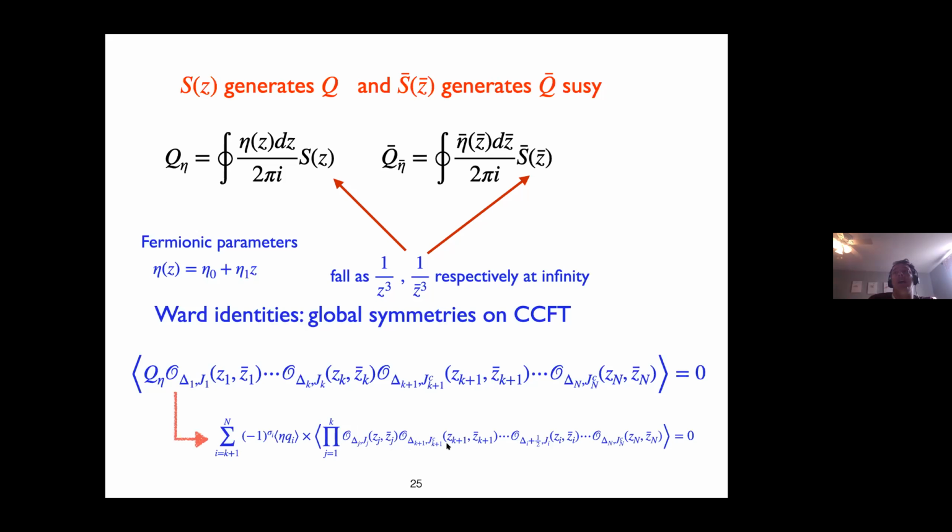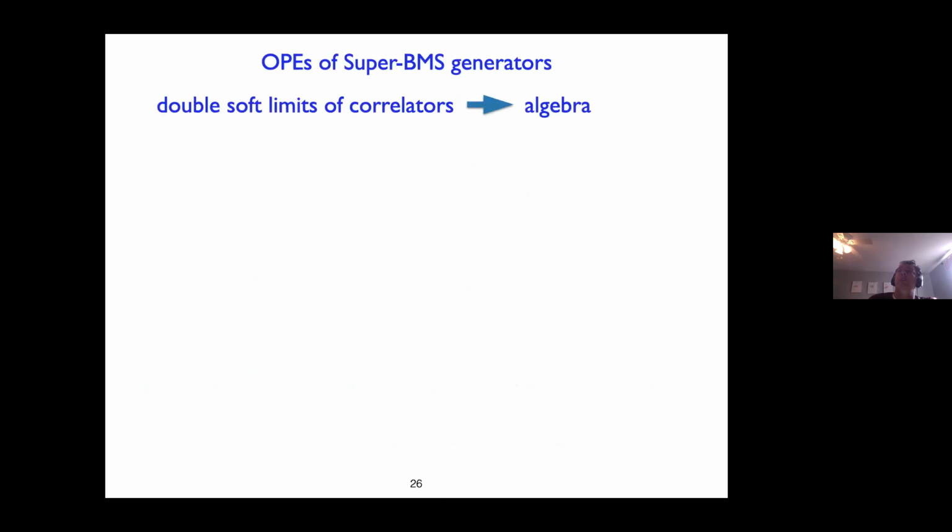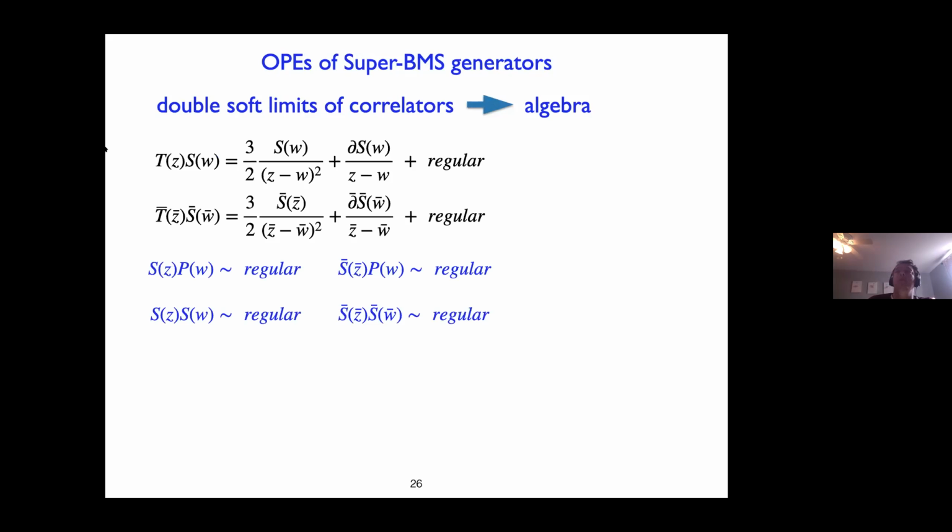So having done this, we would like to understand the algebra of these operators. And again, what we do is to take double soft limits of correlators, and from that we should extract the algebra. We can take the double soft limit of a graviton and a gravitino, take the shadow transforms, and we find indeed that this supercurrent transforms as a spin 3/2 primary. And the same thing for the S bar.